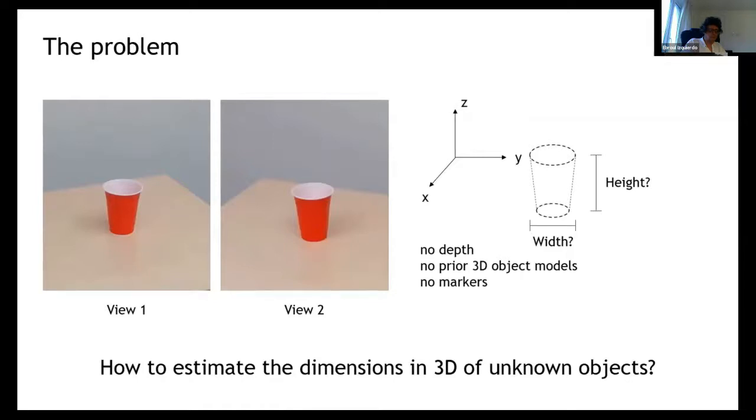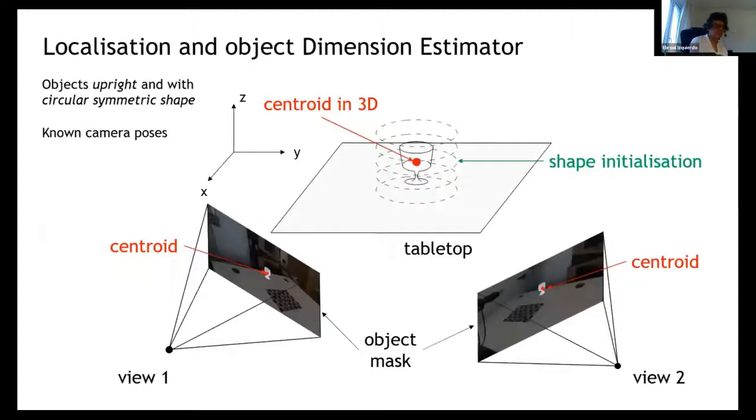In particular, we assume that there is no prior knowledge in terms of a 3D object model of the object for the vision system. No marker can be put on top of the object to simplify the estimation, and no depth data is available. To address this problem, we propose LODE, which stands for Localization and Object Dimension Estimator. Here you can see the object stands on a tabletop in an upright position, is completely visible to both camera viewpoints, and has a circular symmetric shape. This is our assumption, and we also assume that the cameras have completely known poses.